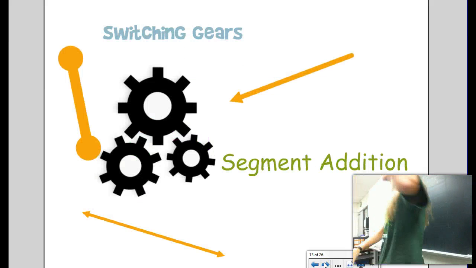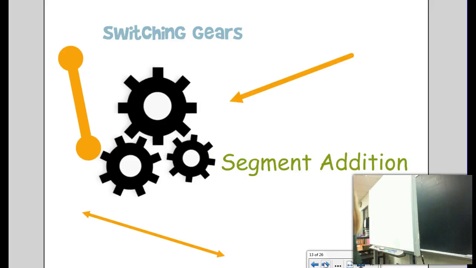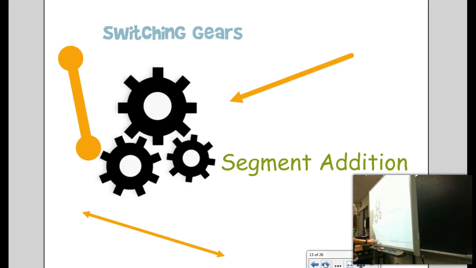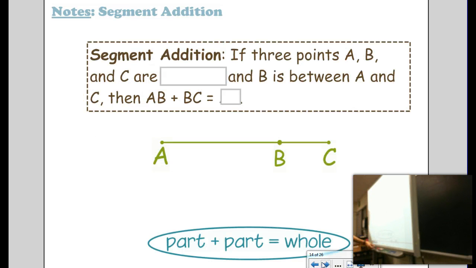Switching gears. Ready? Midpoint is over. You got your notes out? Midpoint's over. Now we're going to do what? Segment addition. We're going to add segments. So you should be with me on your notes. Are you with me? Segment addition. There's a big blank after it. Start writing this down.